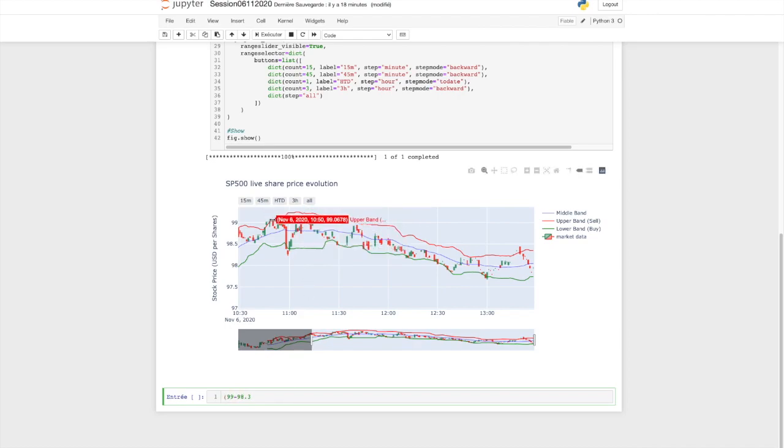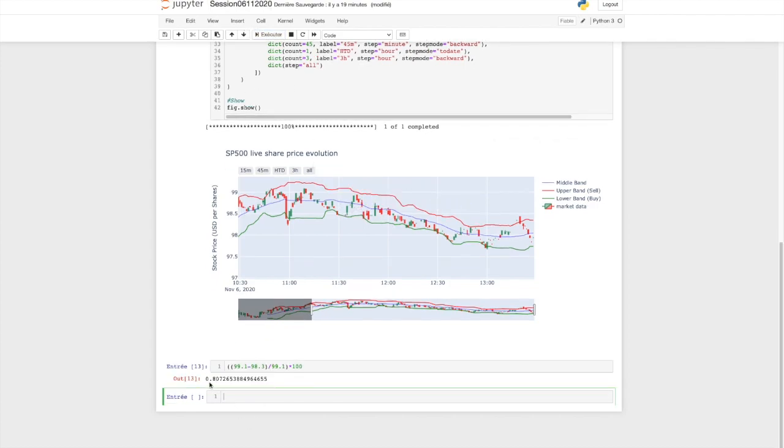So 99.1, let's round it, minus 98.3, divided by 99.1, just to have a percentage movement of the return you have made, times 100 in order to have it in percentage. Let's execute. You would have made a 0.8% return in 10 minutes.